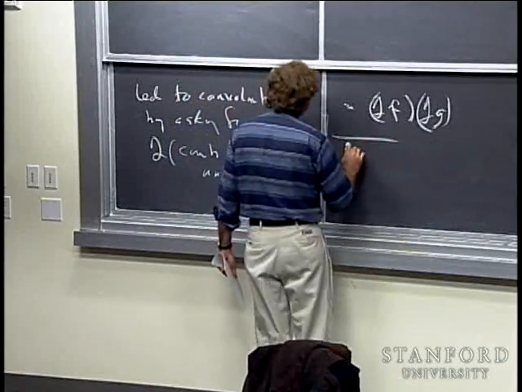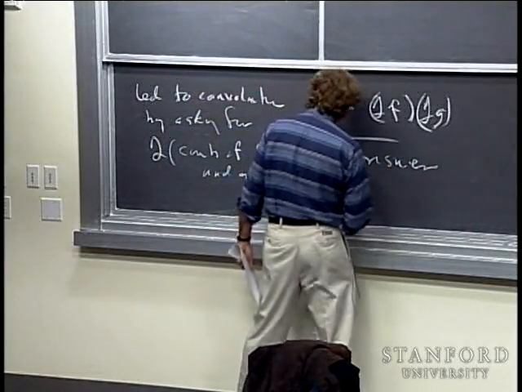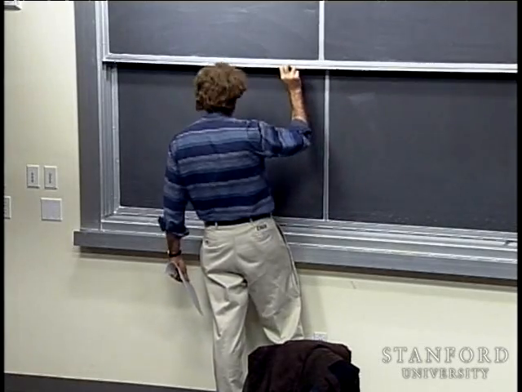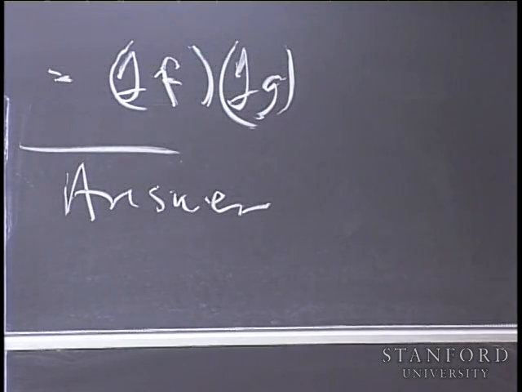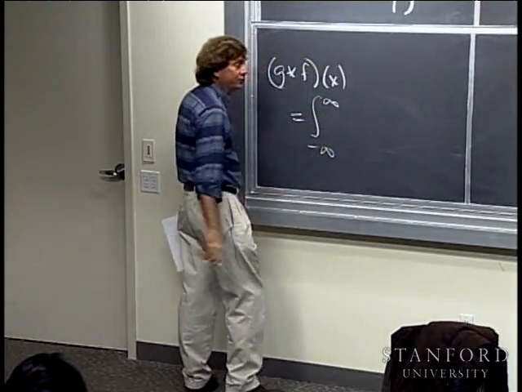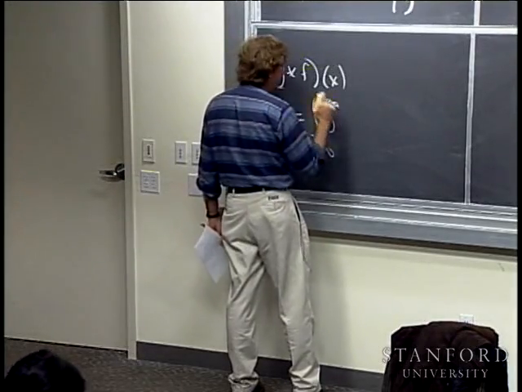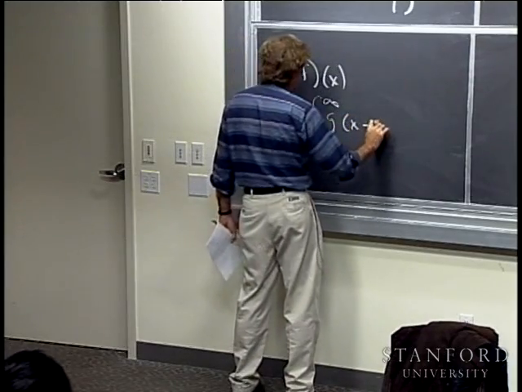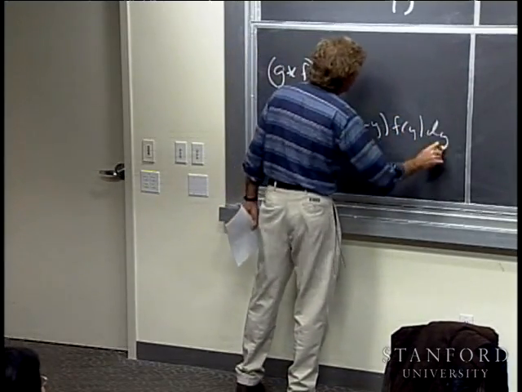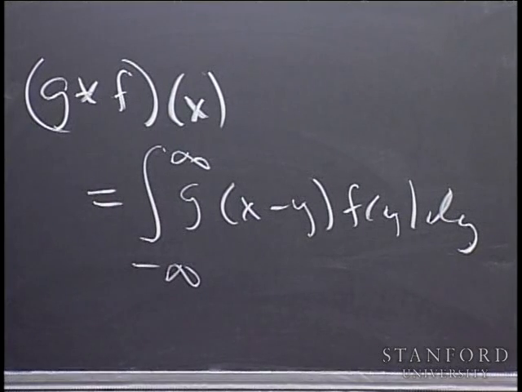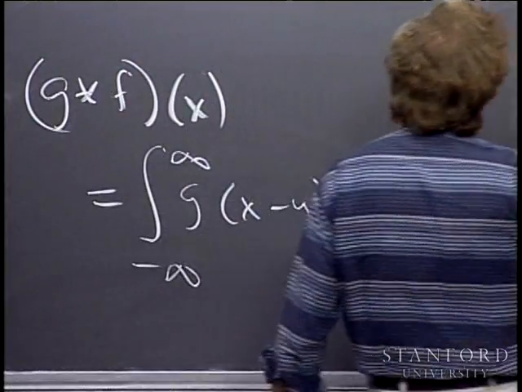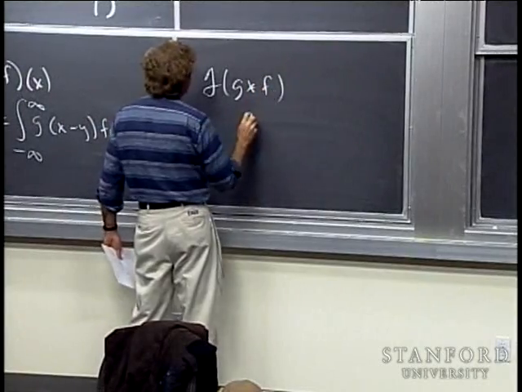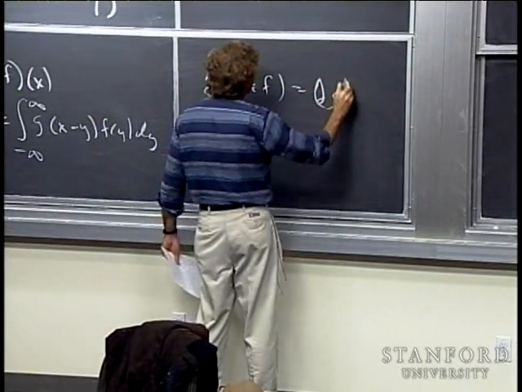So the answer was given by the convolution of two functions. I can either look at the convolution of g with f or f with g. It doesn't matter. The convolution is the integral from minus infinity to infinity of, just to be consistent with how I wrote it last time, g of x minus y, f of y, dy. That is to say, if this is the way you combine f and g according to this integral, then the Fourier transform of the convolution is the product of the Fourier transforms, which is quite a remarkable statement.